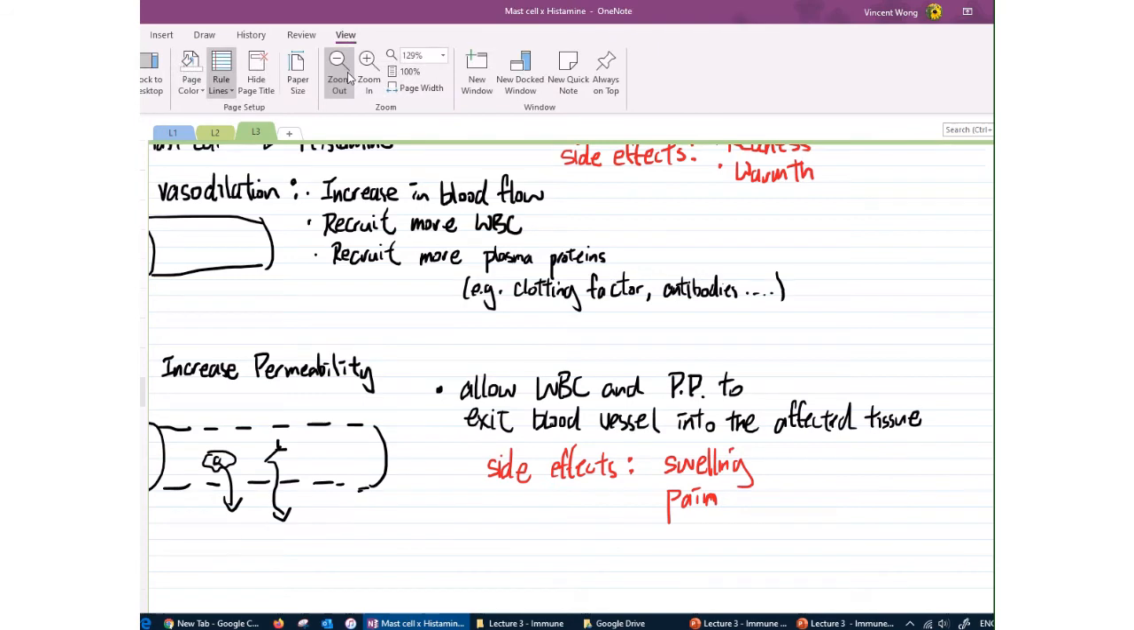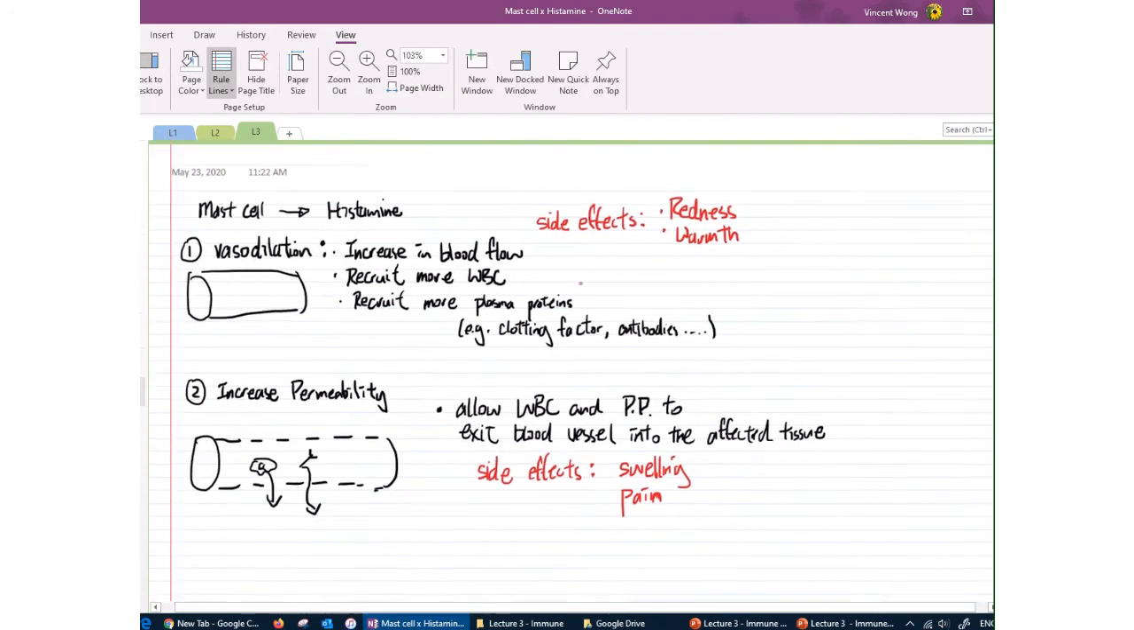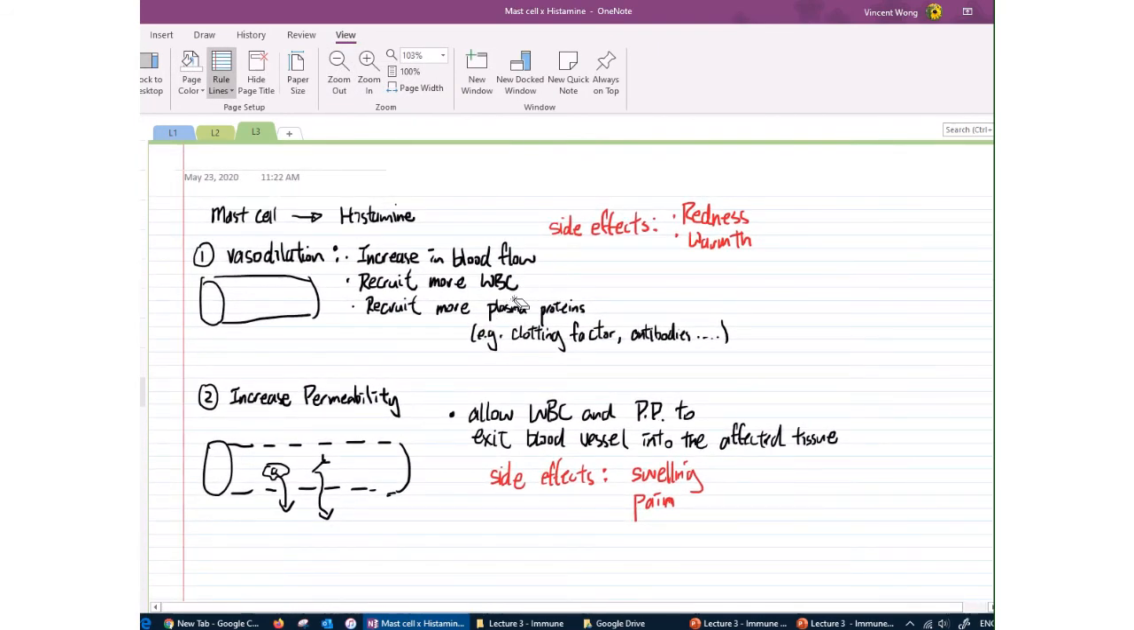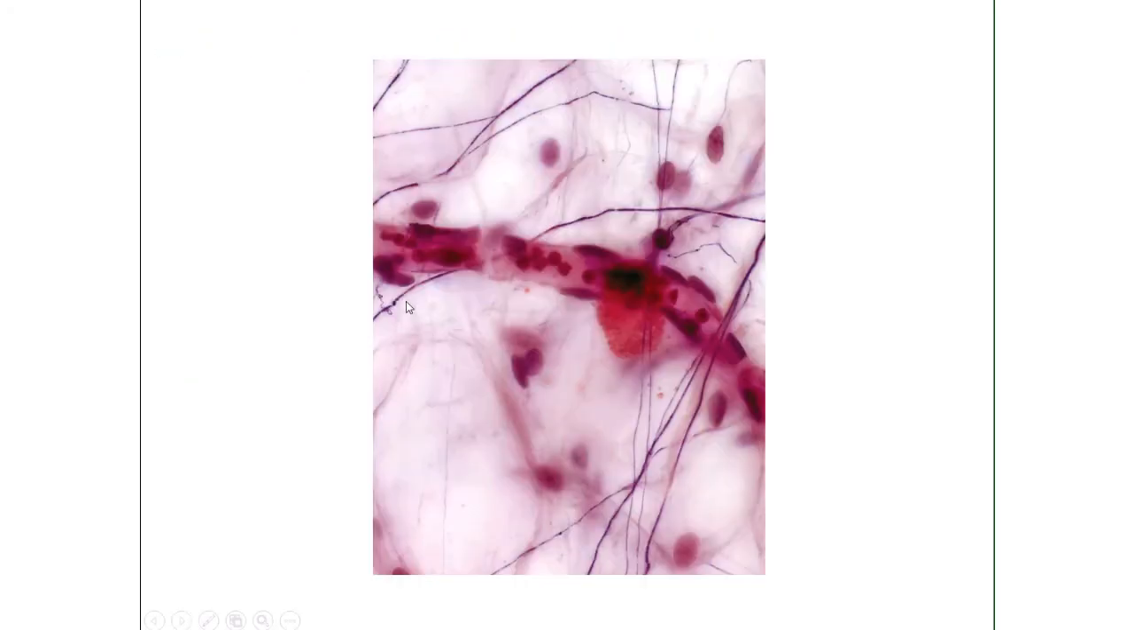Okay, so once again, the purpose of inflammation is to recruit more white cells and plasma protein to the site of injury, so you can clear the infection and start wound healing. The characteristics of inflammation are listed here: redness, warmth, swelling, pain, and they're actually side effects of what histamine is trying to do to your blood vessel. So that is the inflammatory response. Now back to the PowerPoint slides.